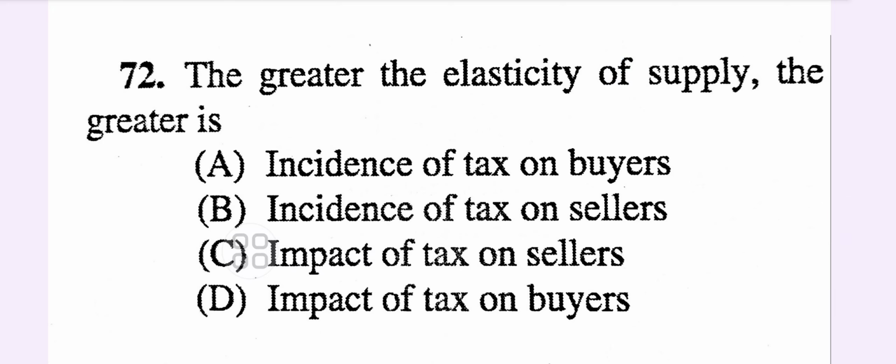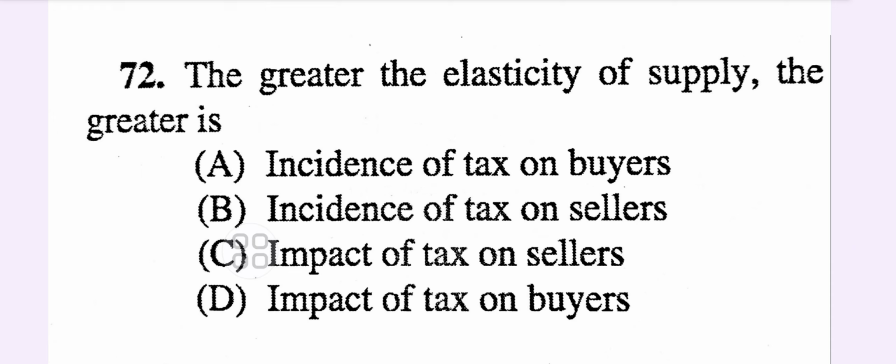Now we have a question: the greater the elasticity of supply, the greater is what? The incidence of tax on buyer, the incidence of tax on seller, the impact of tax on seller or the impact of tax on buyer. So what do we mean by tax incidence? We have learnt in public finance that tax incidence refers to how the burden of a tax is distributed between the buyer and the seller. So the elasticity of demand and supply determines the distribution.